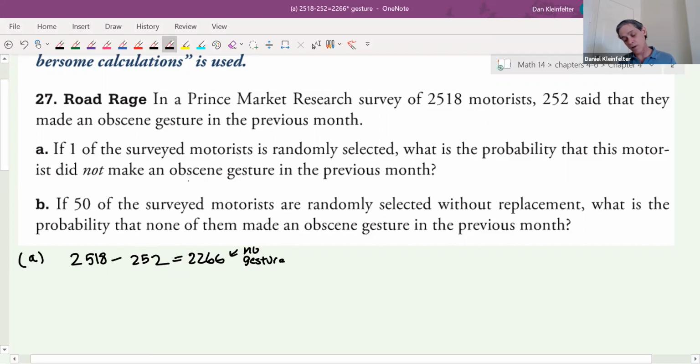Okay, and we want to know the probability that that person, one selected, did not make the obscene gesture. So out of 2,518 total people, there were 2,266 who did not make this obscene gesture. So that is around 0.899939.